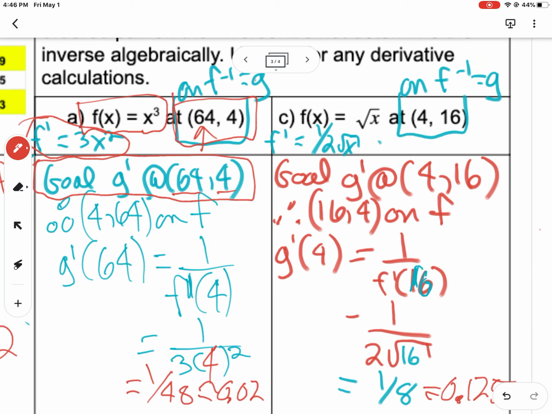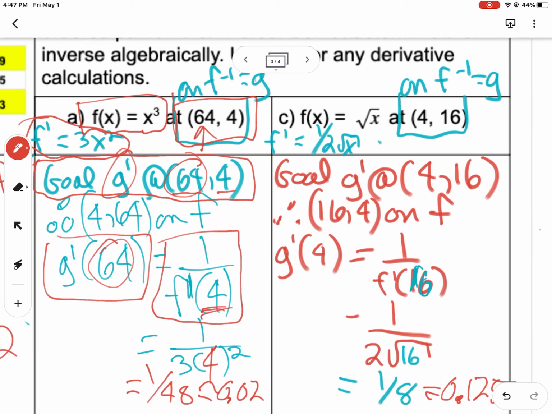And I'm going to do this part. I'm going to get the slope of the inverse without actually getting the derivative of the inverse, right? By those nice relationships. So my goal is to get g prime when x equals 64. How do I write that? G prime at 64. But I know that g prime at 64 is the reciprocal of the tangent slope on the original function at the corresponding value. So 64, 4. So if this is 64, this has to be 4.